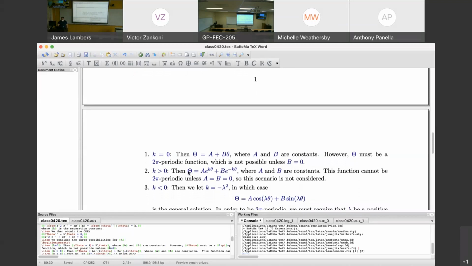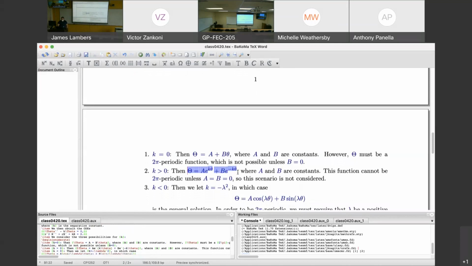For positive k, then we have our ODE for capital theta would have a solution of this form, a combination of these exponentials. But again, we require 2 pi periodicity. And there is no non-trivial solution of this form that would make that possible. So we forget about that.